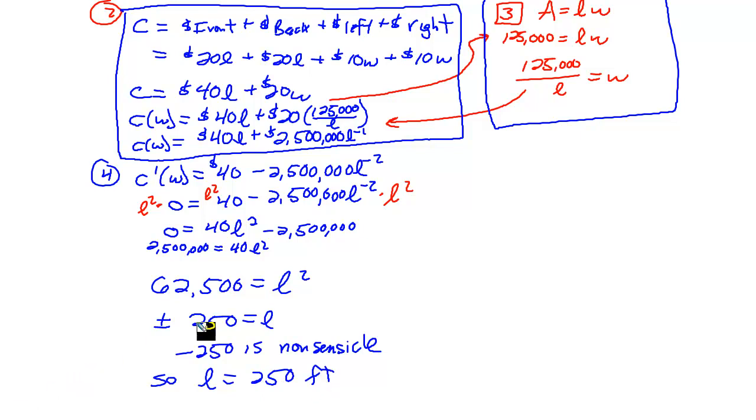Supposed to find the dimensions of this. So this is the front and the back. Well, what about the sides? Take this and put it up here into this equation that I already have solved for W.